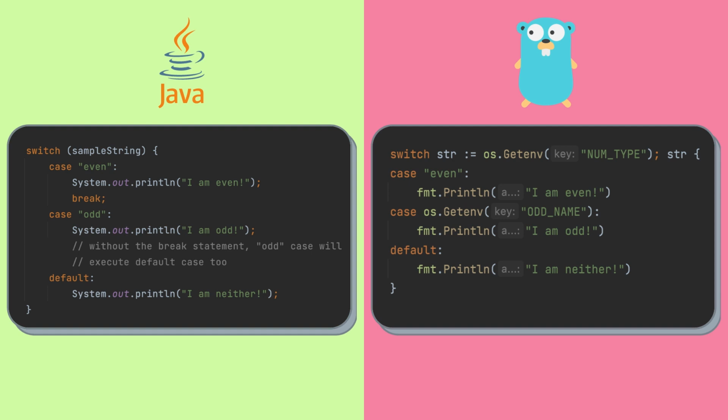Also, cases in Go needn't be constants or integers unlike Java. Look at how the second case statement in the example is invoking a function as its value. Also, note that since case statements are evaluated top to bottom, os.getEnv in the second case statement would not get invoked in our example if the first case matches. That is, if the value of the num type environment variable is even.